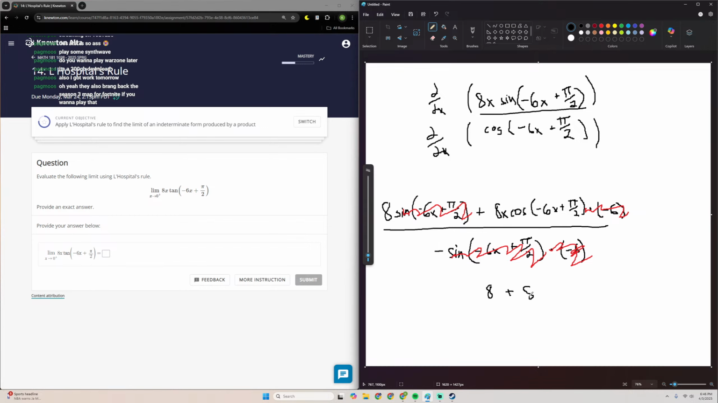8 plus 8x cosine negative 6x plus pi over 2. That looks like a bad 2. Over negative 1.